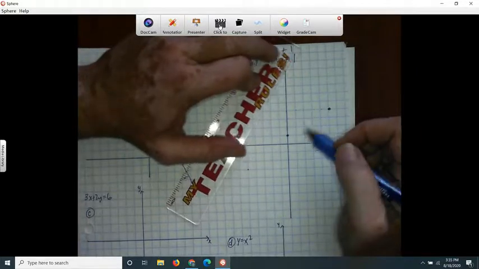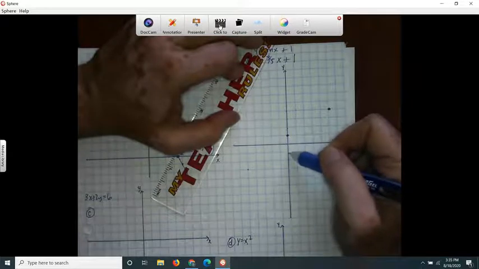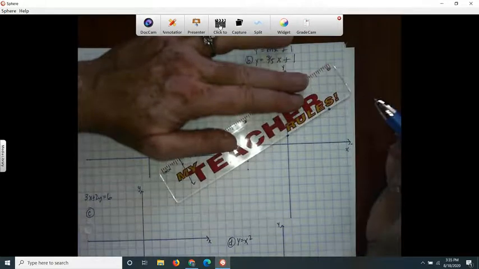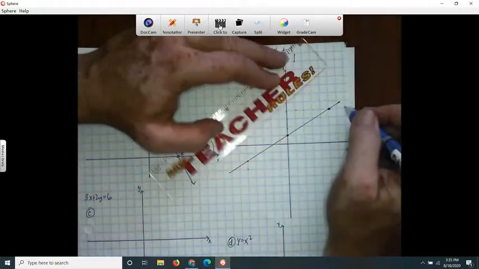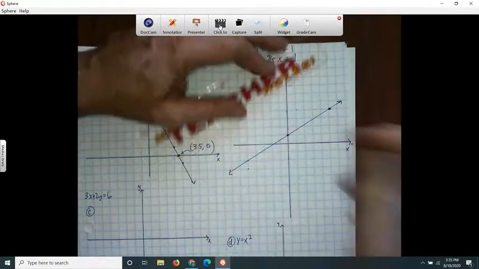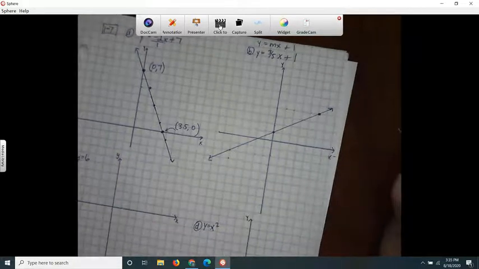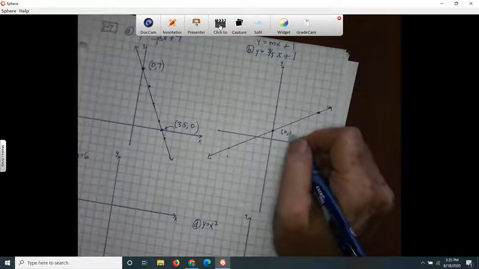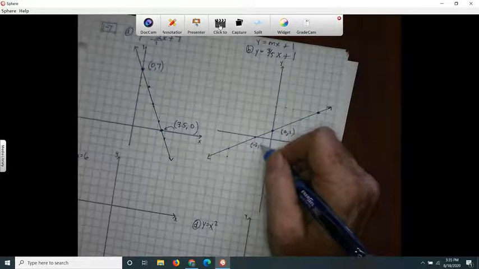All right, let's make sure I did it right. 1, 2, 3, 1, 2. Just make a reasonable effort at a straight line. Use something straight, like a straight edge or a piece of paper or something. Okay, I'm just labeling key points.